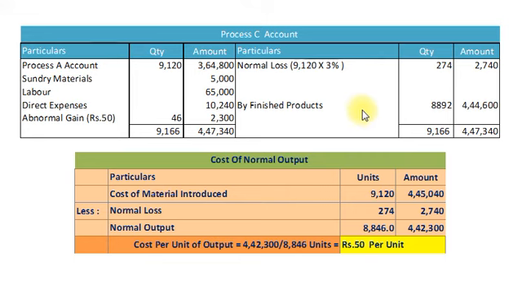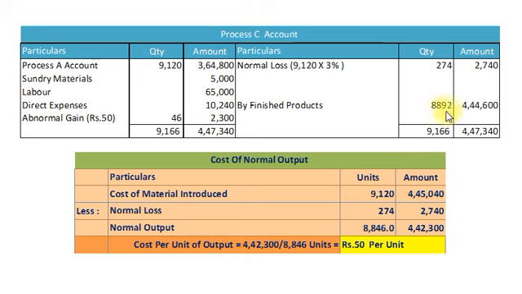Dear students, in process C, our actual loss is less than normal loss. So in that case, we have an abnormal gain. So abnormal gain is recorded on debit side. So abnormal gain 46 units, and we don't know the amount. So total quantity on debit side is 9,166 minus total quantity credit side, that is normal loss 274. So our output of process C 8,892. Already it is given in the question.